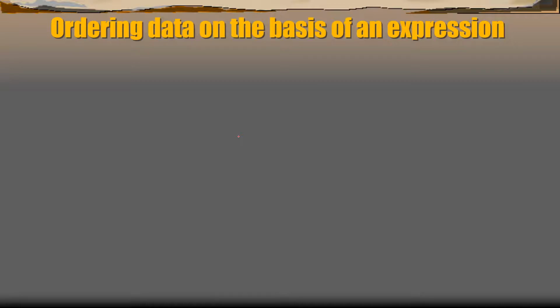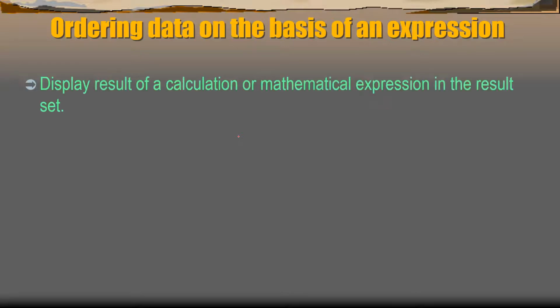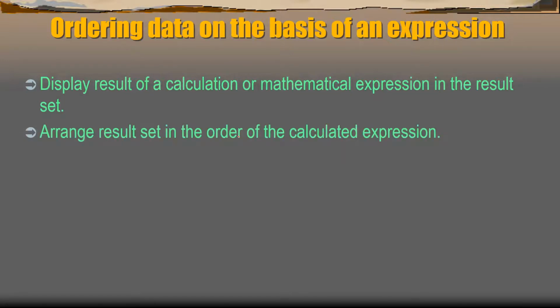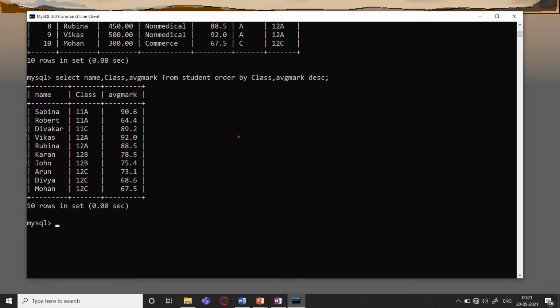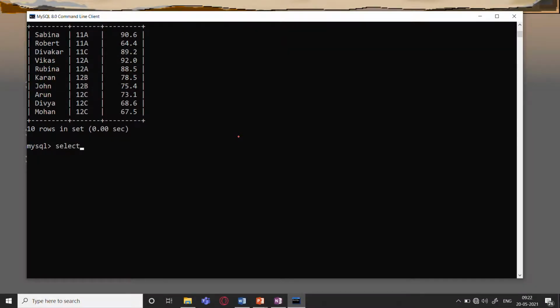So if we want to order the table based on the net salary, how are we going to do it? We have to do it using an expression. For example, display the result of a calculation or mathematical expression in the result set, and arrange the result set in the order of the calculated expression. Like, let's take this example: display the students in the alphabetical order of section and descending order of percentage. So let us take another table here.